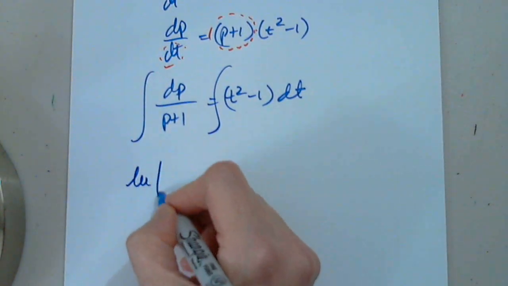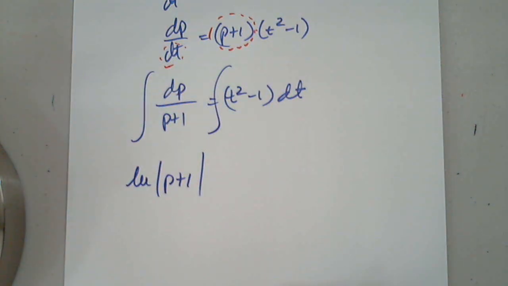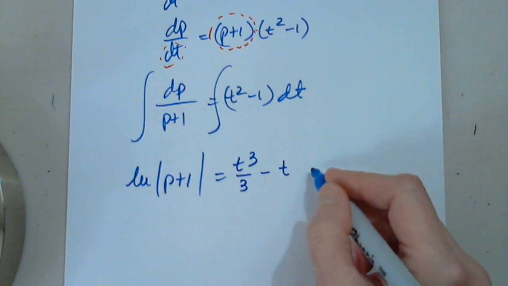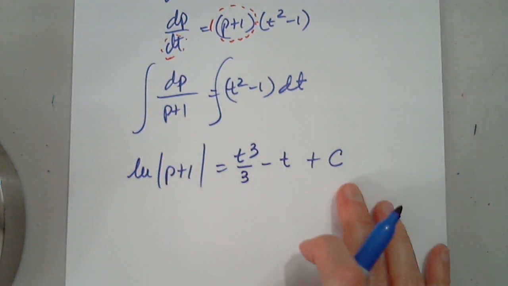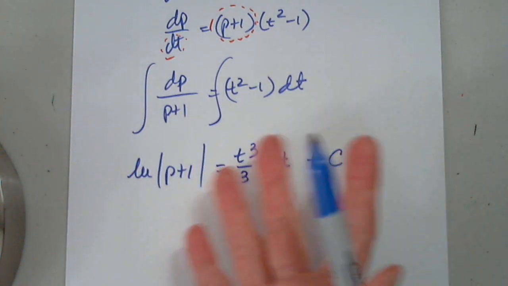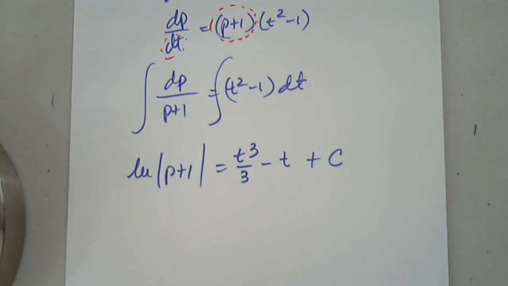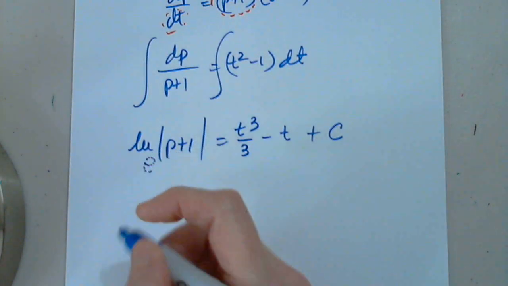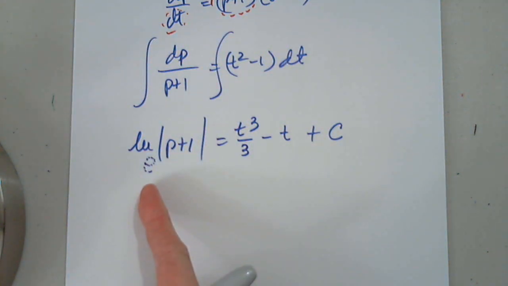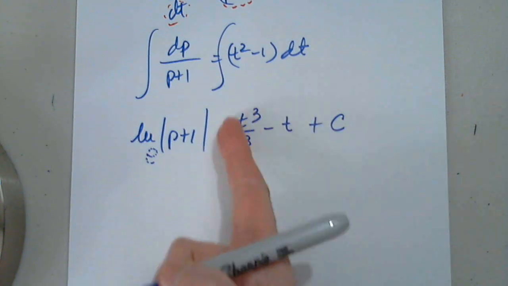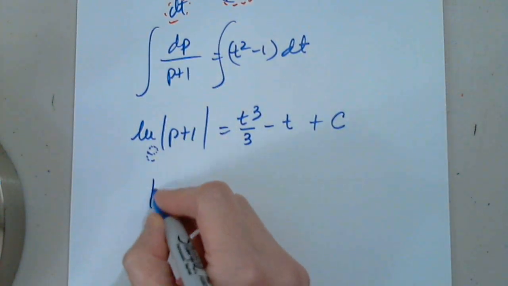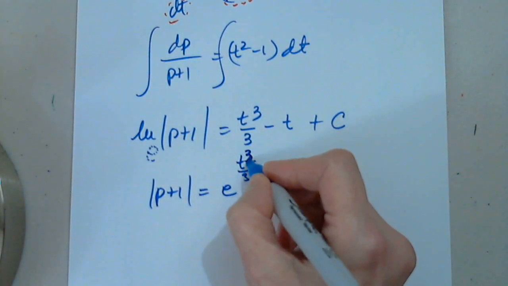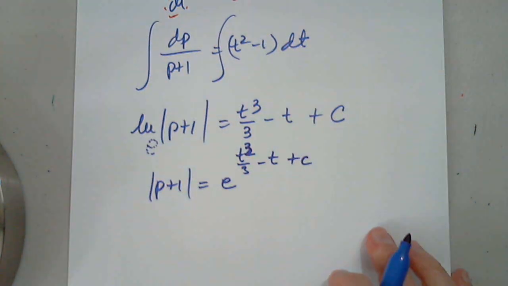The left-hand side is natural log of the absolute value of p plus 1. The right-hand side is t to the third over 3 minus t plus a constant c. We only put one constant. Doesn't matter. I can put c here, and then I'll combine them and I get another c. But we only use one c. Now remember how we solve this for p. The natural log has base e. We know from algebra that e to all this power has to equal the absolute value of p plus 1. e to this, t cubed over 3 minus t and plus c.